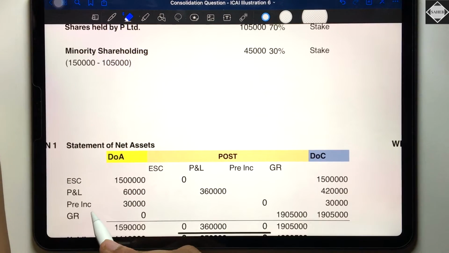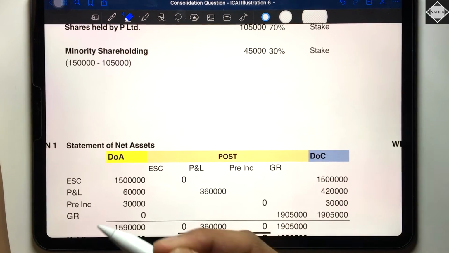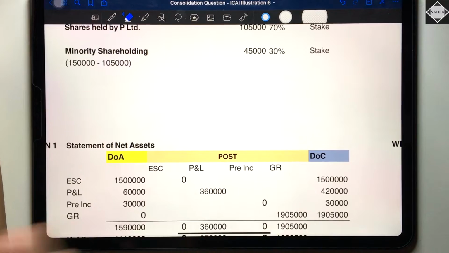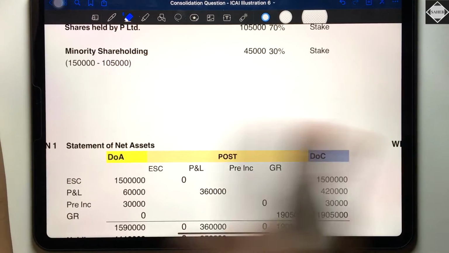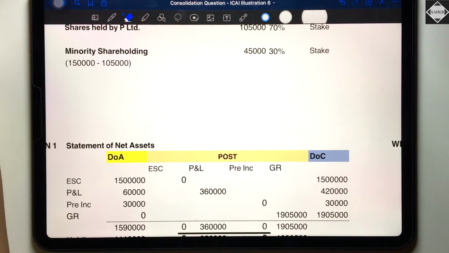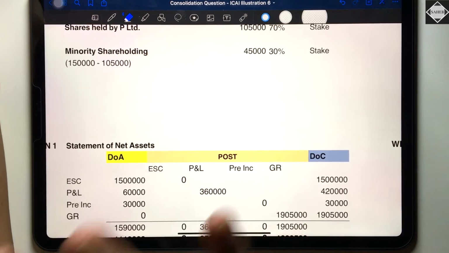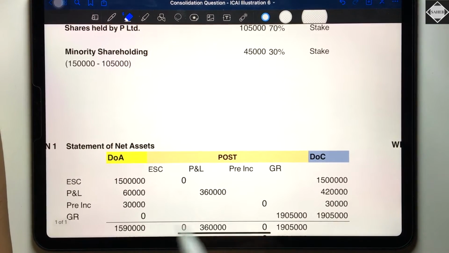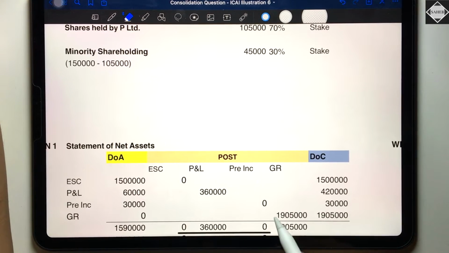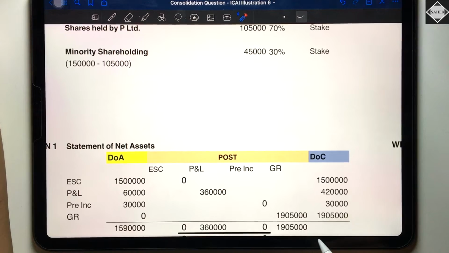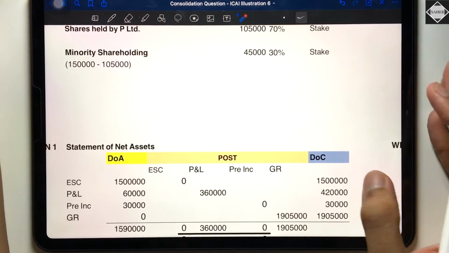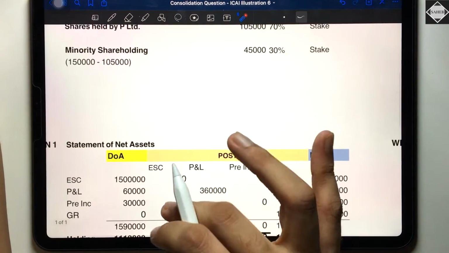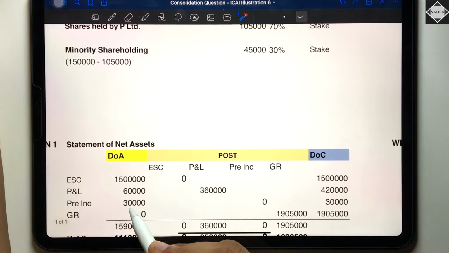That's pre-incorporation profit, the profit that has been earned by the partnership or the sole proprietorship business before it was incorporated. So that's pre-incorporation. Of course, there will not be any increase in pre-incorporation profits. And then GR, 0 to 19,05,000. So there is entirely post movement, that is 19,05,000. Is it clear? Simple and straightforward. So just take a sum. 15 lakh plus 60,000 plus 30,000, that's equal to 15,90,000.